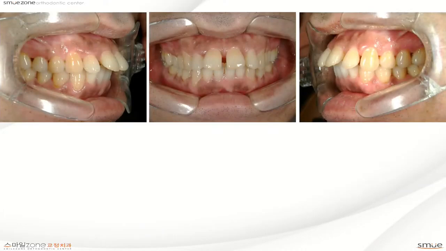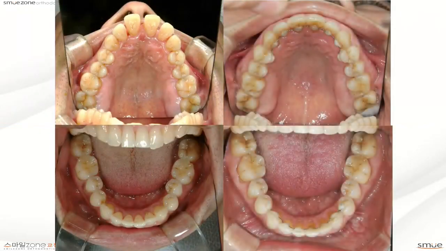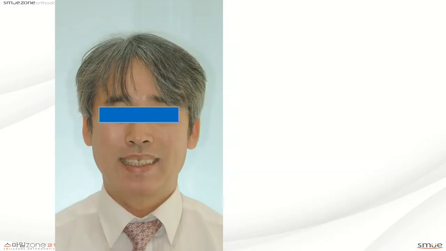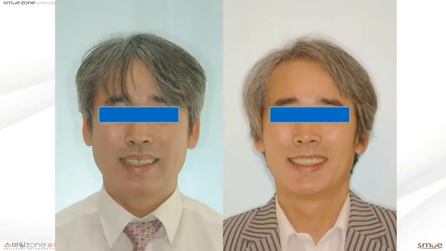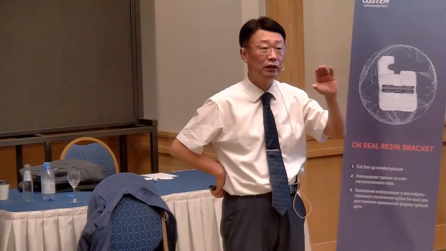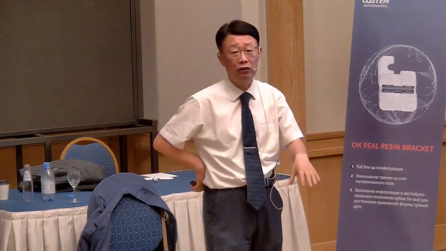Before and after. Aesthetically much improved too, but more important is that we can enhance and improve his functional bite relationship.